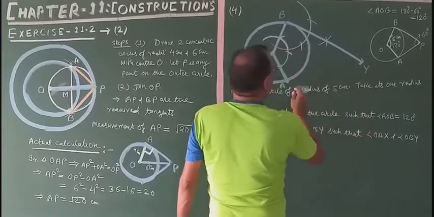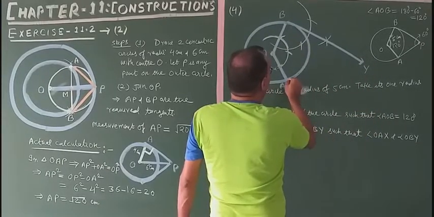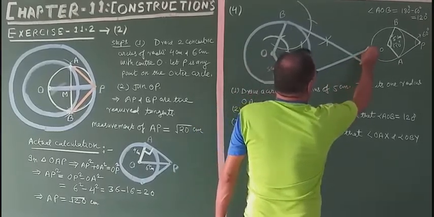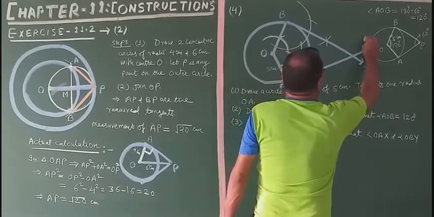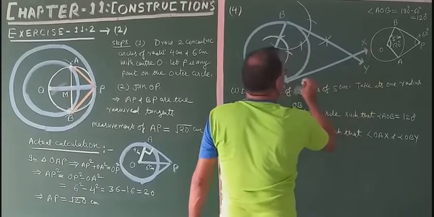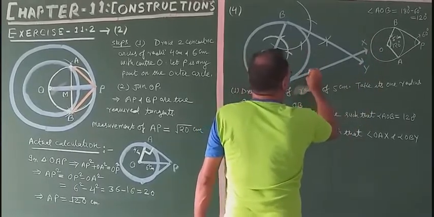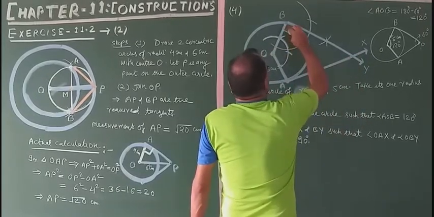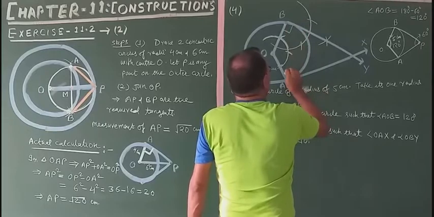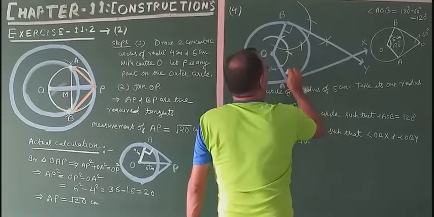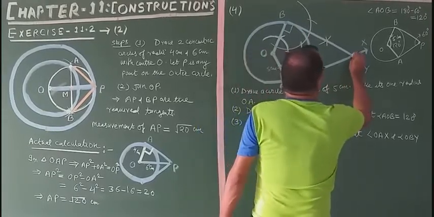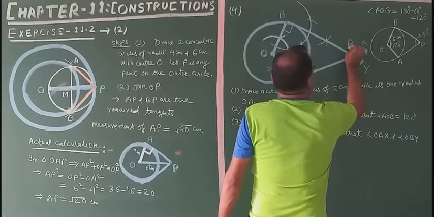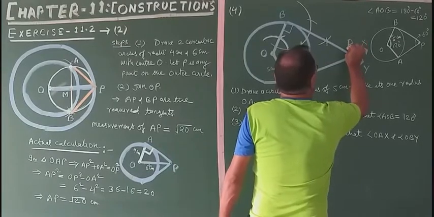And similarly at point A, this is ray AX. These angles should be 90 degree. Both intersect at point P.